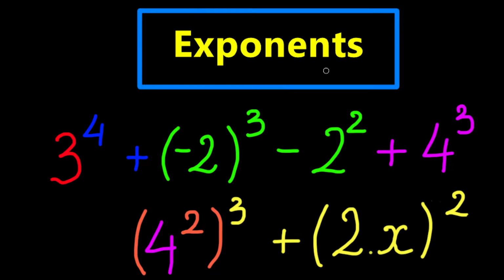In this video, we'll talk about simplifying exponents. Let's take a look at some properties first. Addition. For example, we have 3x squared plus 4x squared.